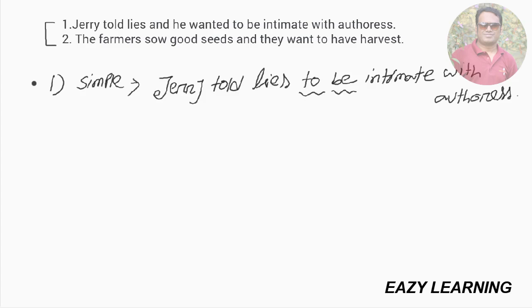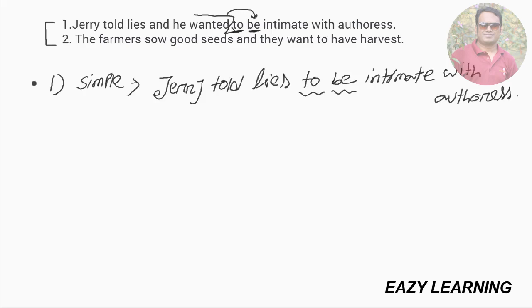Dear students, how will you find the verb in a compound sentence? If you want to find the verb in a compound sentence, you have to follow "want" or "wanted to." After that you will get the verb present form. So this is verb present form, V1, after "want," "wanted" or "wants to." So its simple sentence is: Jerry told lies to be intimate with authors.